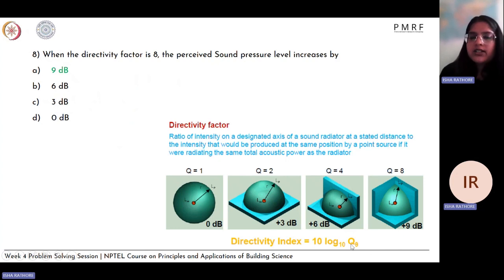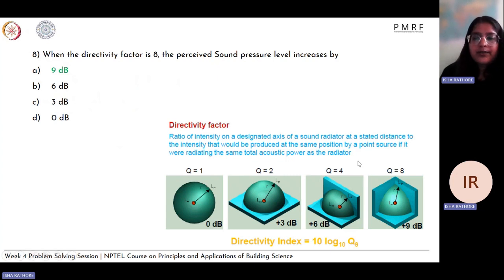Again, these formulas are important, as well as understanding how the formula is derived, what the definition is, what the unit is, and the different parameters. So A, 9 decibels is the correct answer.